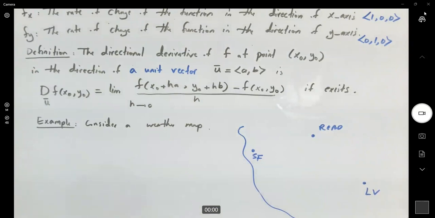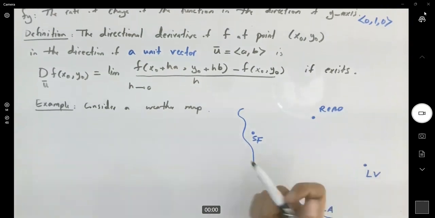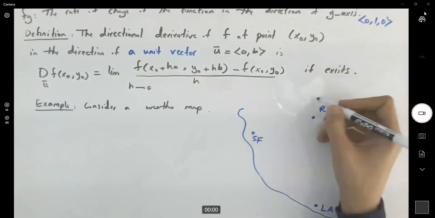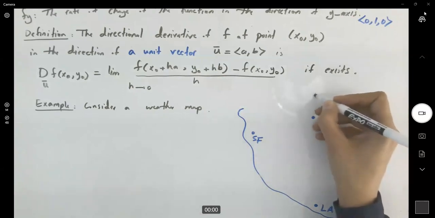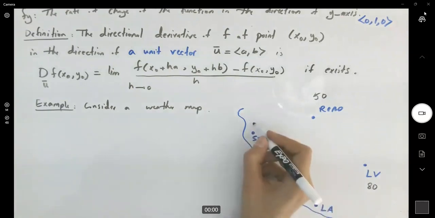You're going to have the temperature at each city. We know that the temperature is going to be different around each of these cities. So suppose around Reno, it's 50. Around Las Vegas, it's 80. Los Angeles, also around 80. And San Francisco, it's about 60.